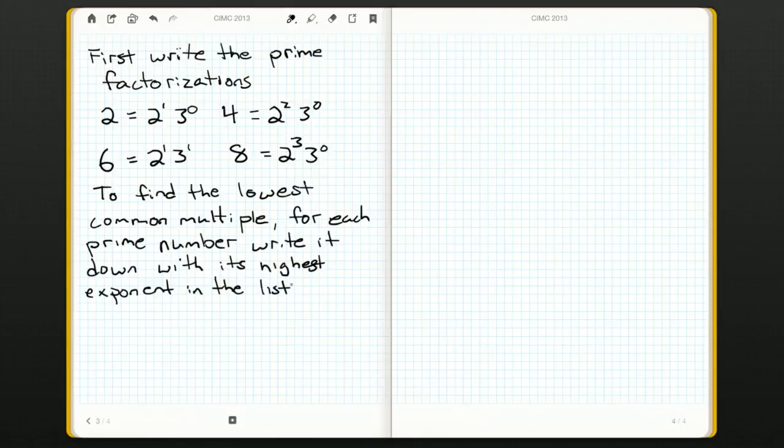Okay, so we're talking about finding 2s and 3s. So 2 and 3 are the prime numbers appearing amongst our prime factorizations. We have 2 to the 1 times 3 to the 0, 2 to the 2 times 3 to the 0, 2 to the 1 times 3 to the 1, 2 to the 3 times 3 to the 0. So we're asked, for each prime number, to write down its highest exponent. First prime number 2: we have a 2 to the 1, a 2 to the 2, a 2 to the 1, and a 2 to the 3. 2 to the 3 is highest. So we write it down.